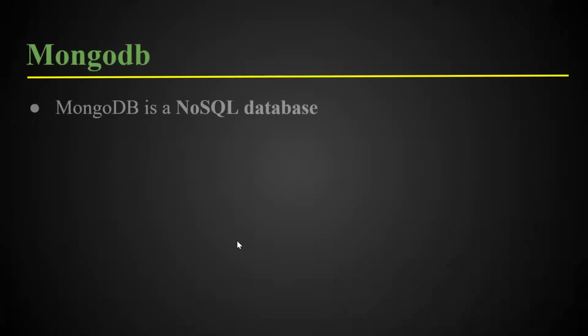So MongoDB is a NoSQL database. Just as we have different databases in the market like Oracle, MySQL, SQL Server, in the same way, MongoDB is also a database. And we know that databases are of different types. In that, MongoDB is a NoSQL database. Now, what is the meaning of NoSQL database?